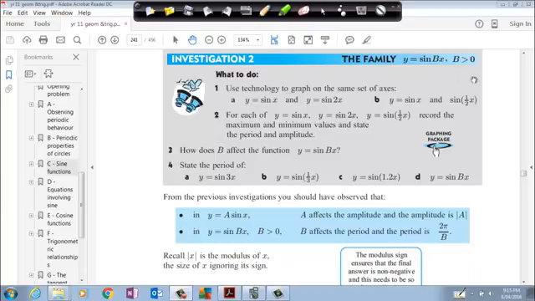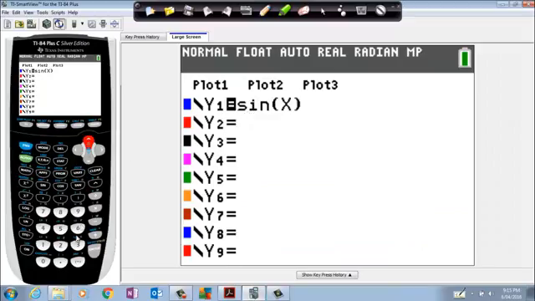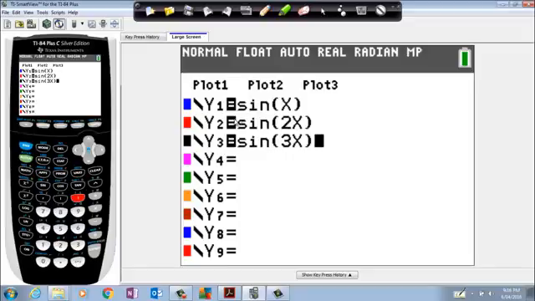Now in investigation 2, we're looking at the b value, that's the number just in front of the x. So we could do sine 1x, sine 2x and sine 3x. So here's sine x, I'm going to put in sine of 2x and sine of 3x. Now that's different from the previous one where we had the 2 out the front of the sine. This time it's behind the sine in the bracket, tied up with the x value.